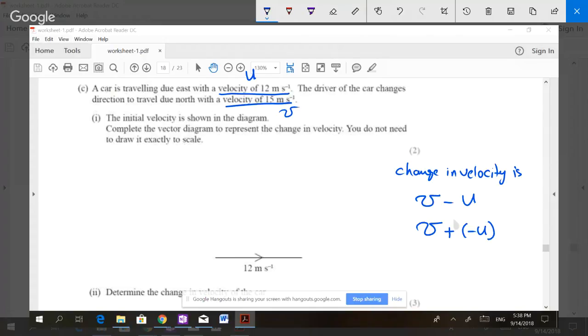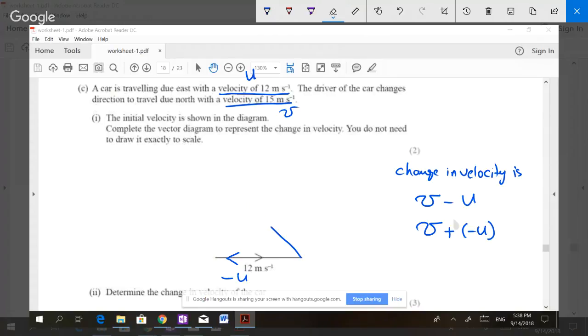So I have to reverse the direction of u in this way, right? This is minus u, and I have to write then v, which is the final velocity, this way. So the resultant will be from what? Tail of the first one to the head of what? Of the last one.